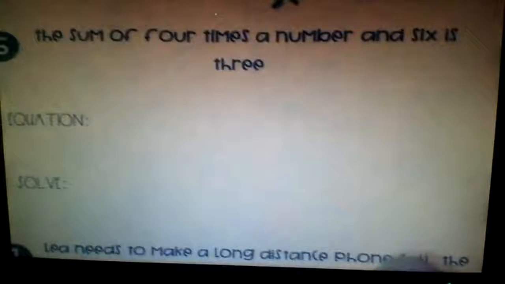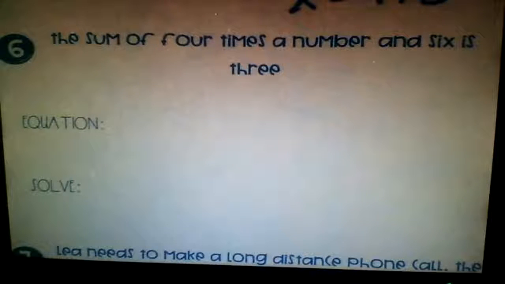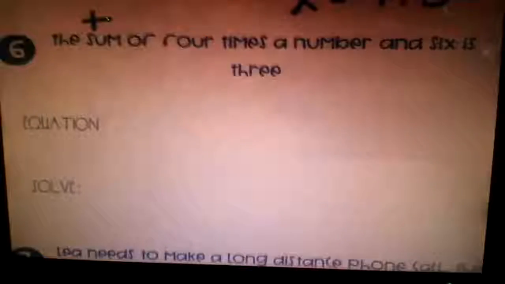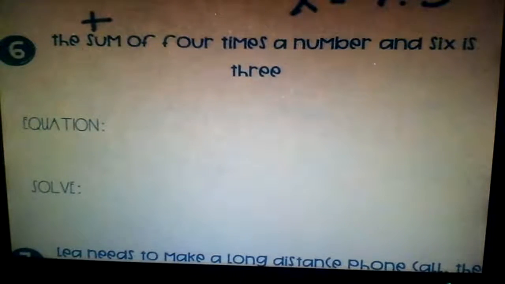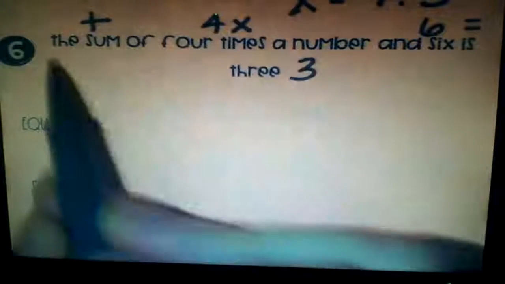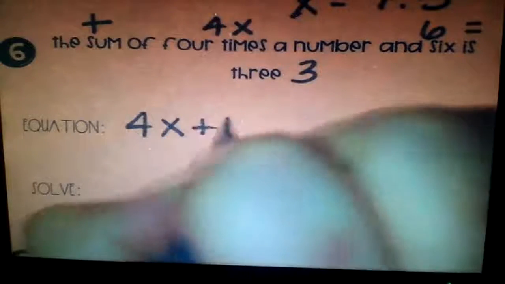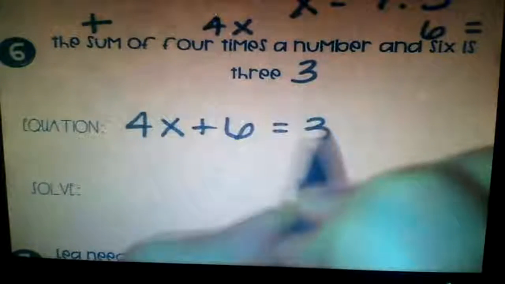The sum of 4 times a number and 6 is 3. The sum. Addition. 4 times a number, 4x. And 6. Well, that's 6. What does is mean? Equals 3. So they want us to take the sum of 4 times x and 6. So 4x plus 6 equals 3.